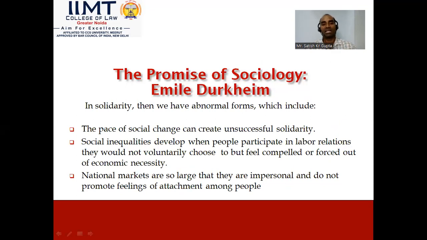Further, you can see that in solidarity we have abnormal forms, which include, first, the pace of social change can create unsuccessful solidarity. The second one is social inequality, which develops when people participate in labor relations they would not voluntarily choose, but feel compelled or forced into out of economic necessity. And the third one is that national markets are so large that they are impersonal and do not promote feelings of attachment among people.